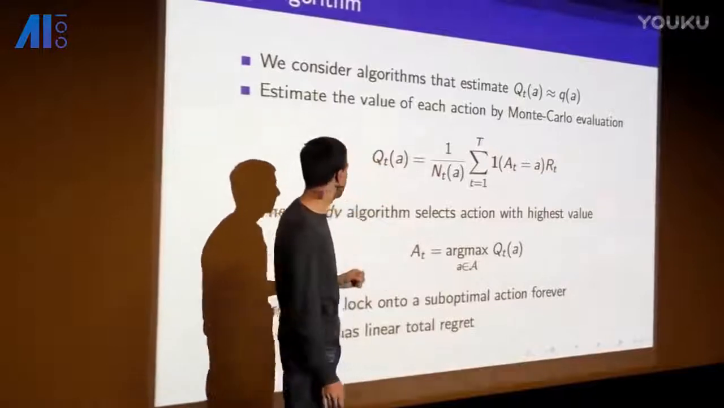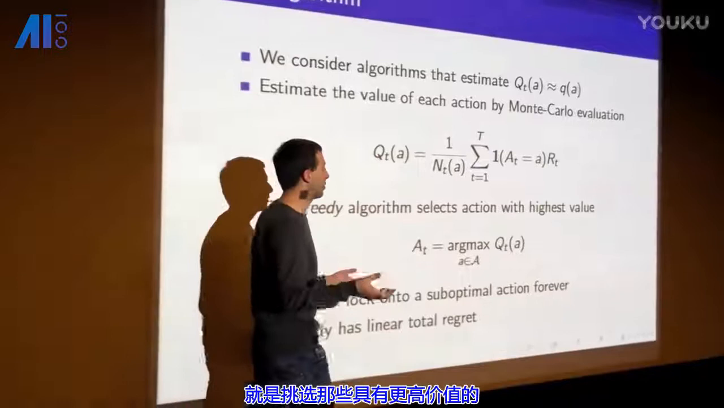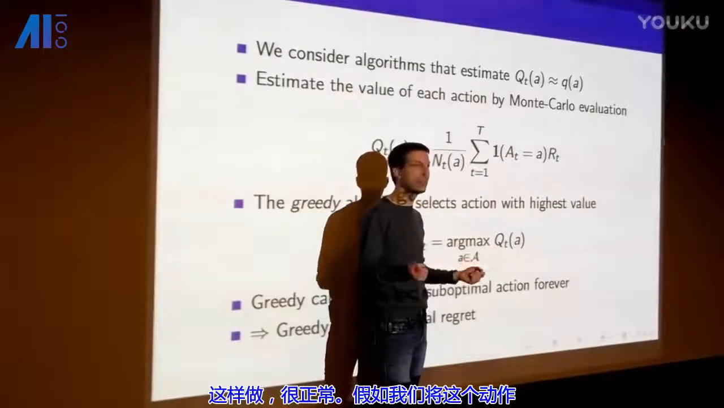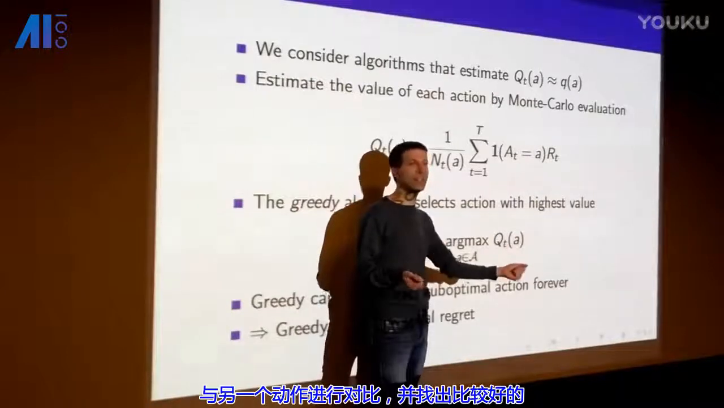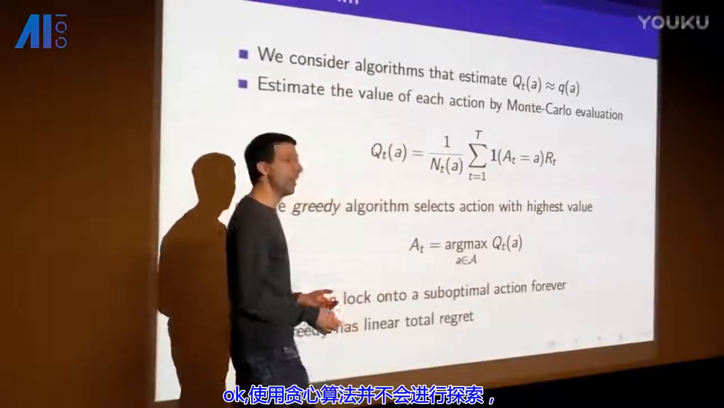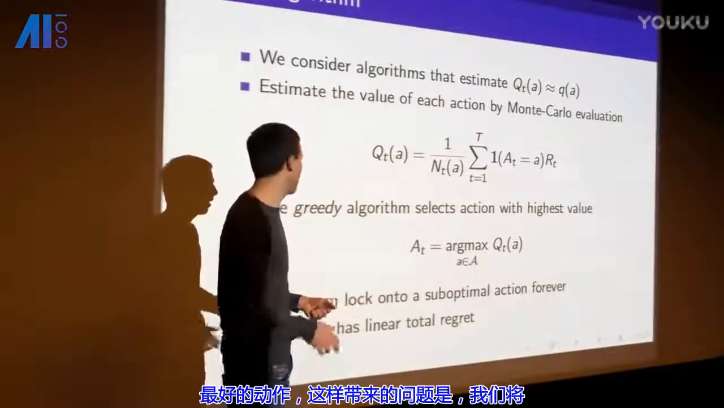Okay, so the greedy algorithm, what does it do? Well, it selects the action with the highest value. We just pick the action with the highest value. That's the natural thing to do. So we've estimated how good this action is. If this one's higher, we just pick it. Okay. And the greedy algorithm doesn't explore at all. It just picks it, picks it, picks it, picks it.